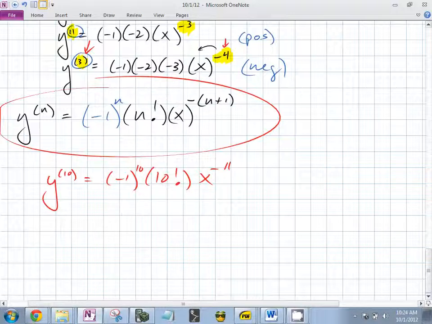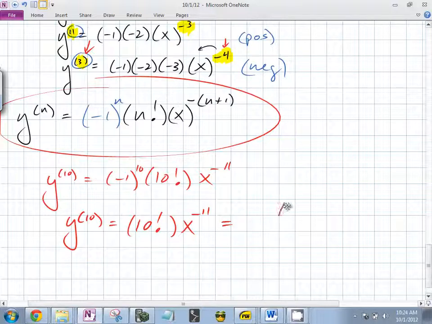So I'm just saying, what's the 10th derivative of this one? So what is negative 1 to the 10th power? 1. So this is just 10 factorial times x to the negative 11. And you might see it written as 10 factorial over x to the 11. That's the same thing. It's debatable which one is more simple.